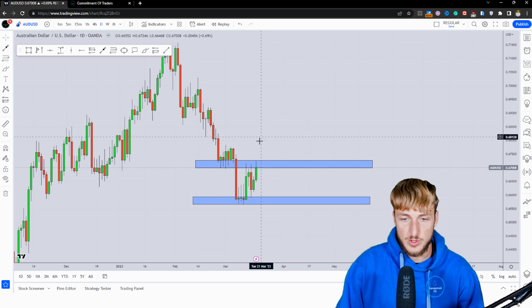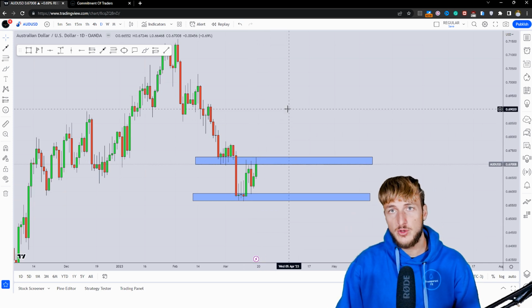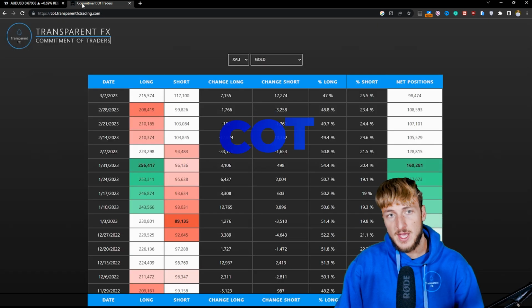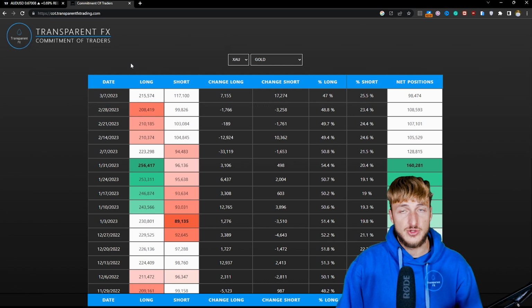However, in a situation like this, where we could be looking for the next potential move. Now, before we continue with our analysis here on the daily time frame, let's first go and see what we have when it comes to the commitment of traders, so the COT data, which is what the non-commercials, so the biggest speculators in the market, are doing.